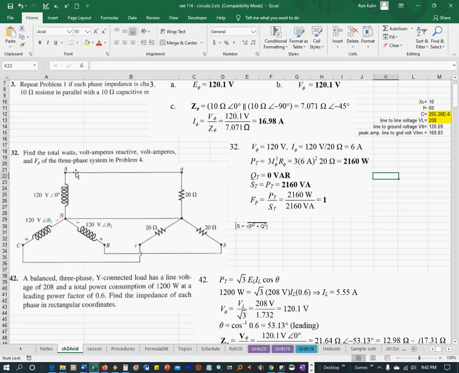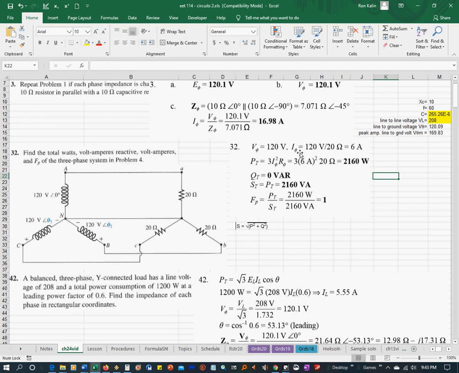So watts is going to be the real power, volt amperes reactive is going to be Q, reactive power, volt amperes is going to be S. That's the total power. So you could see that this is purely resistive. The phase voltage is going to be 120 volts, which is what it is.